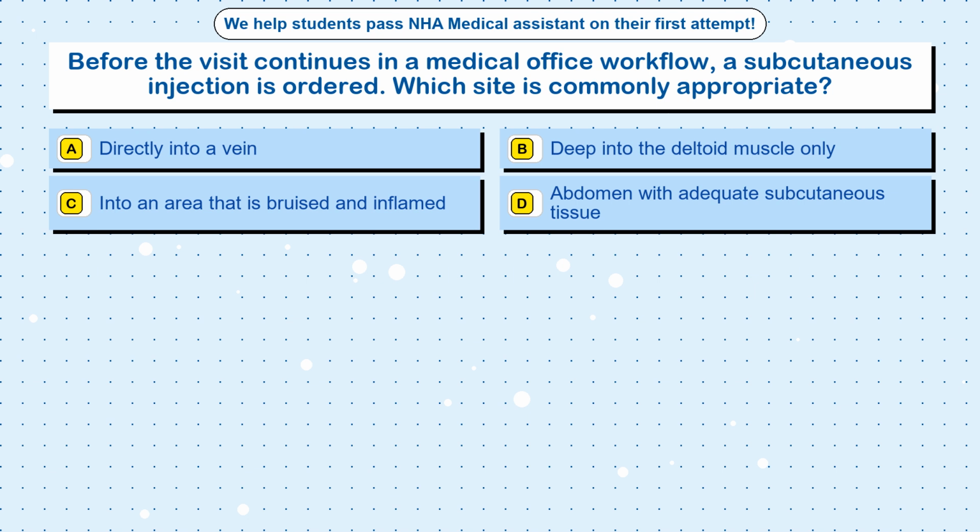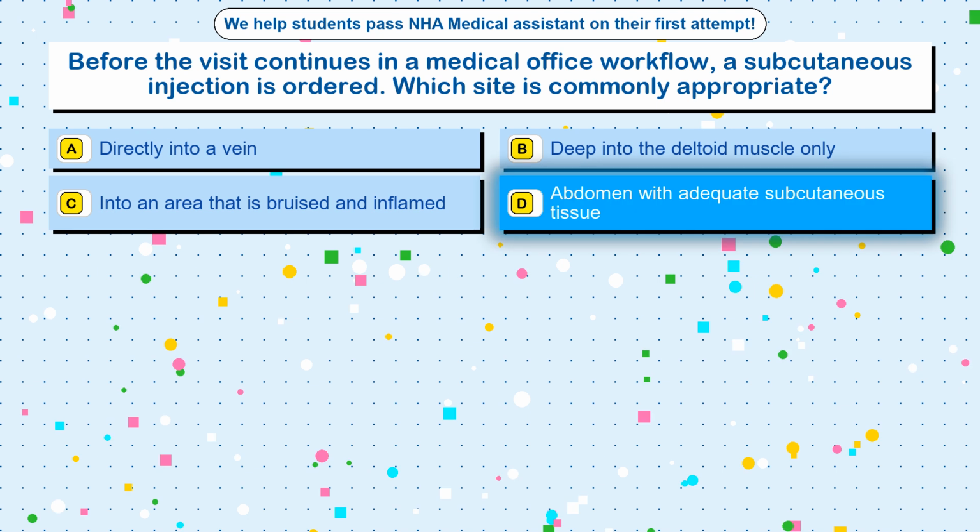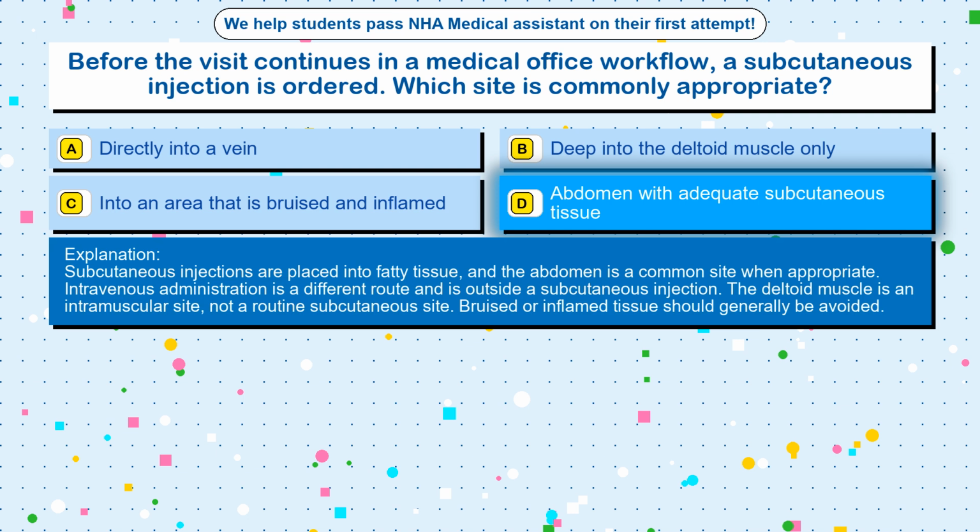Into an area that is bruised and inflamed. Option D. Abdomen with adequate subcutaneous tissue. The correct answer is option D. Abdomen with adequate subcutaneous tissue. Subcutaneous injections are placed into fatty tissue, and the abdomen is a common site when appropriate.